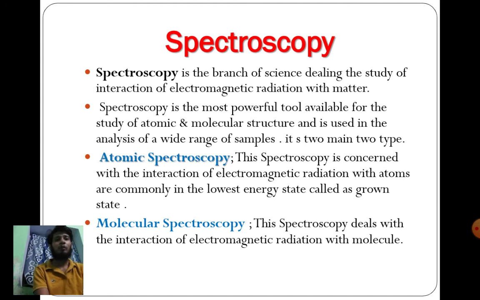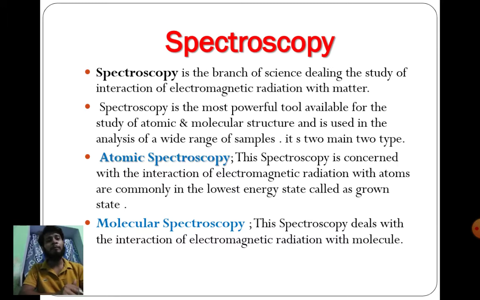So what is spectroscopy? It is the branch of science which studies the interaction of electromagnetic radiation with matter, whether at the molecular level, the atomic level, or the subatomic level. That study is known as spectroscopy. It is of two kinds, atomic and molecular. In atomic spectroscopy, we are studying the interactions of radiation with atoms, and in molecular spectroscopy, we are studying the interaction between the radiation and the molecule.